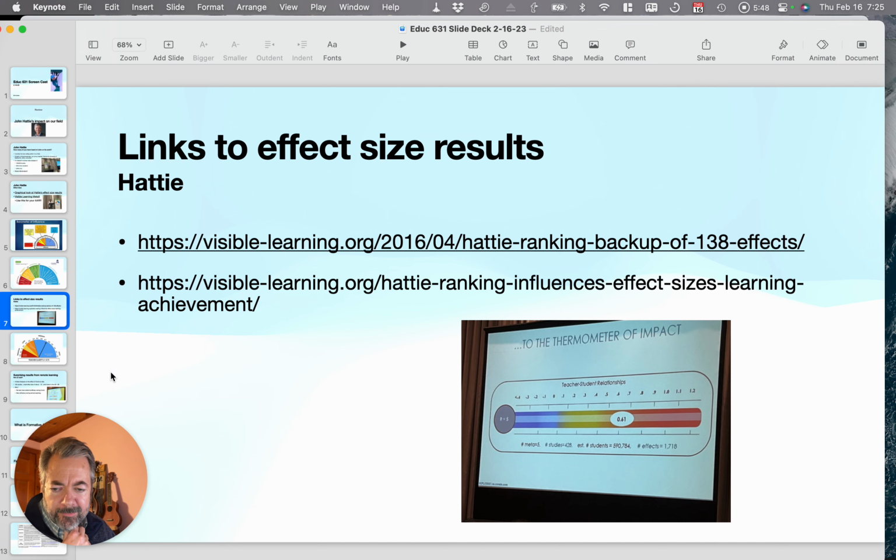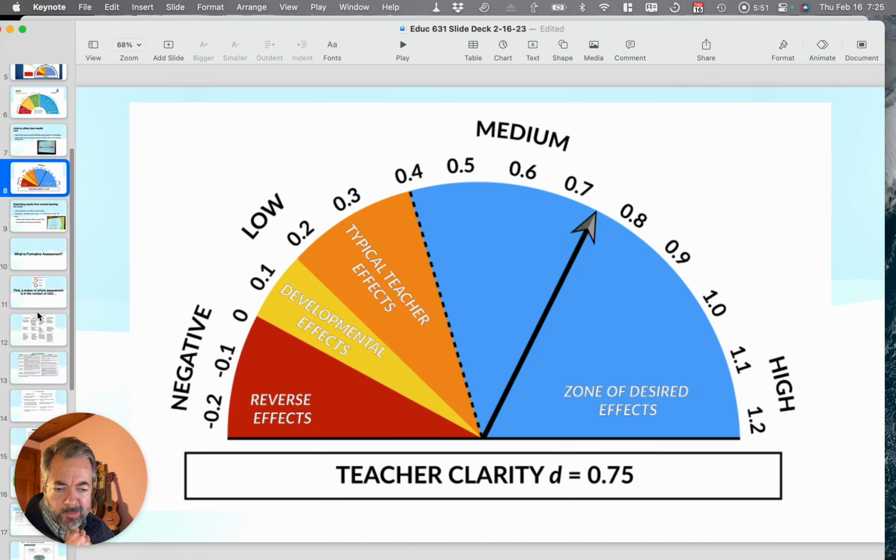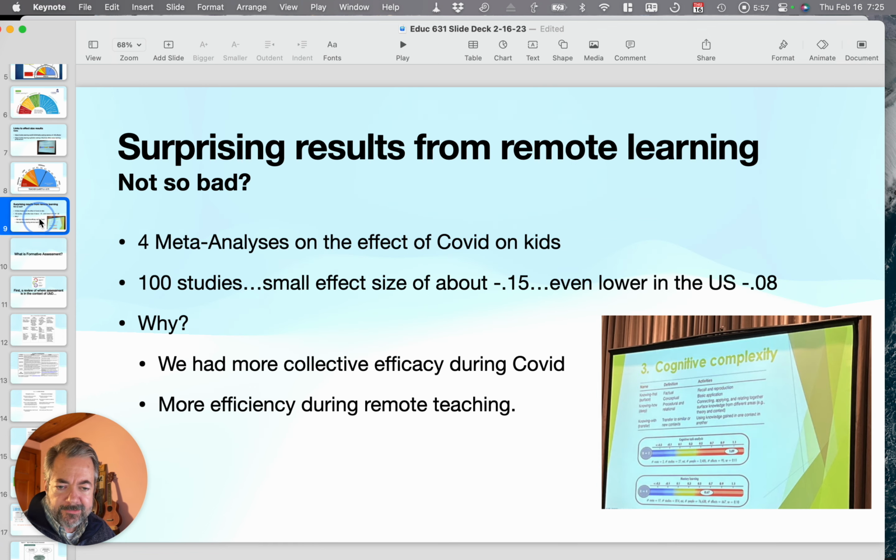More links here, if you ever want to look at them. I showed you this teacher clarity one already. You can see teacher clarity is definitely in a zone of desired effects. And then we talked about surprising results from remote learning, where the negative effect size, which makes sense, was only about negative 0.15 worldwide, but in the U.S., negative 0.08. Actually, probably a lower negative effect than summer vacation even is. So why? We had more collective efficacy during COVID. We worked together more than we ever have, probably because we had to, and then we were more efficient as well.